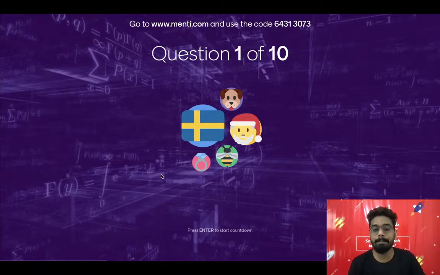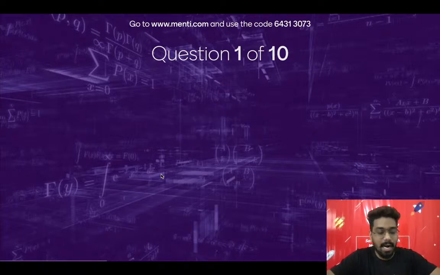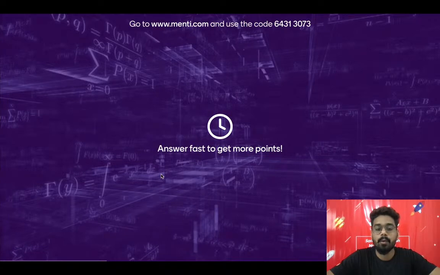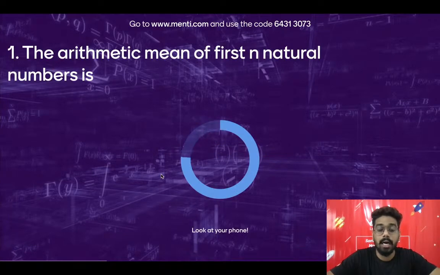Question number 1, 5 people have joined. I can see there are 5 smileys, a ring, bee, Santa, flag and some puppy. So let me know. We will start it. Question number 1 on your screen. The arithmetic, the simplest question for you.